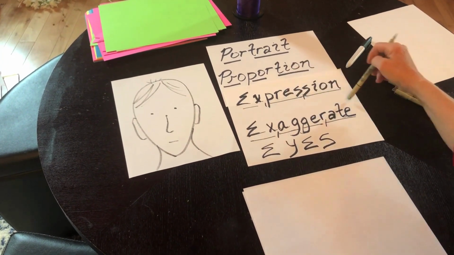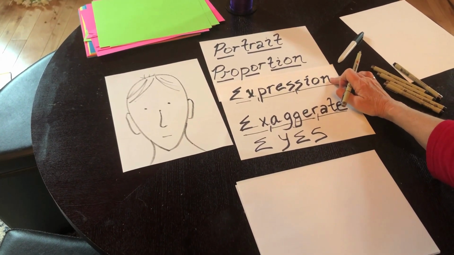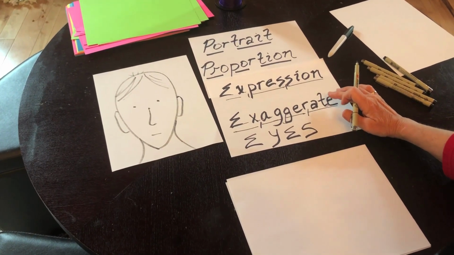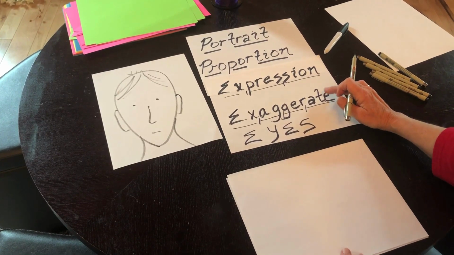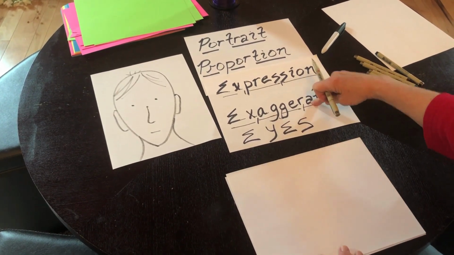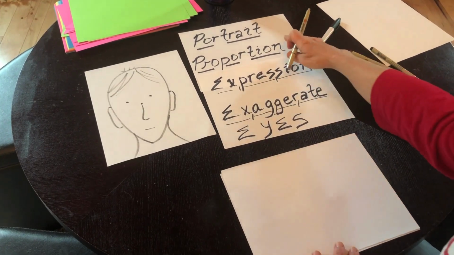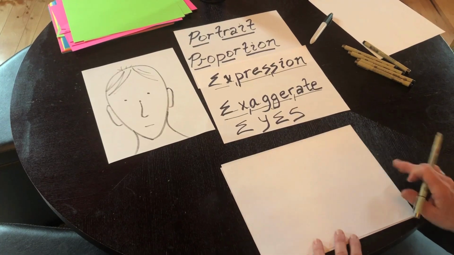Now let's go to the E words. So when we're doing faces, it's all about expression. And if we want to do a cartoon face, we need to exaggerate. So these two are what you're going to focus on, which means that you're really going to take proportion out of the water. We're going to really exaggerate eyes or noses or mouths to make it funny. And we're going to start with some eyes.